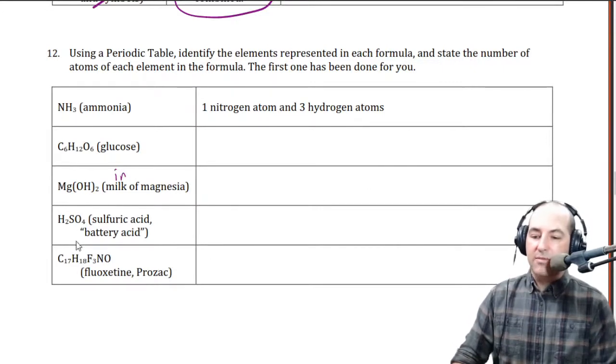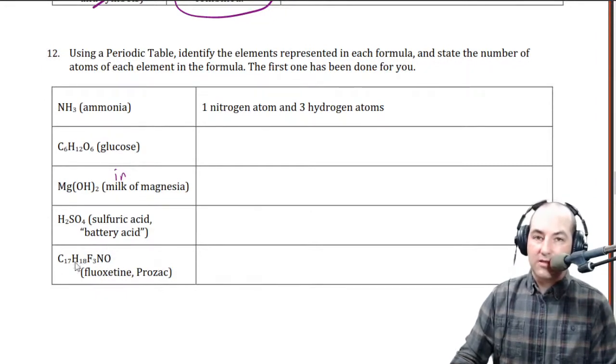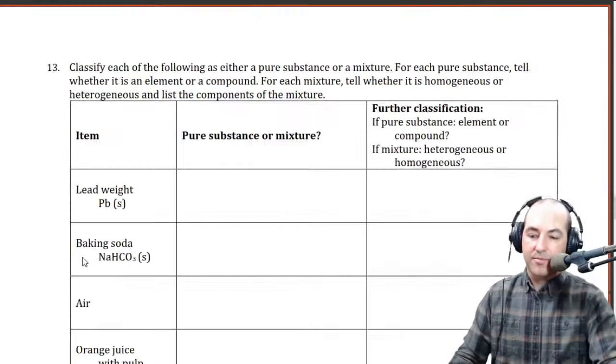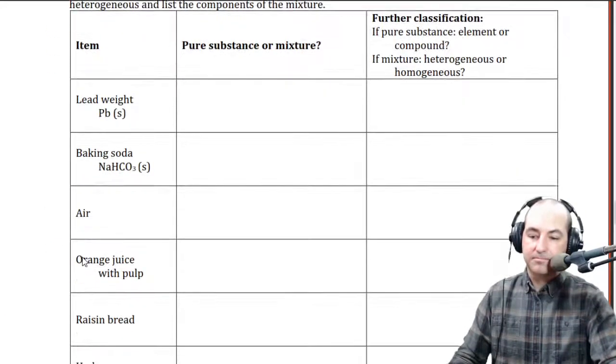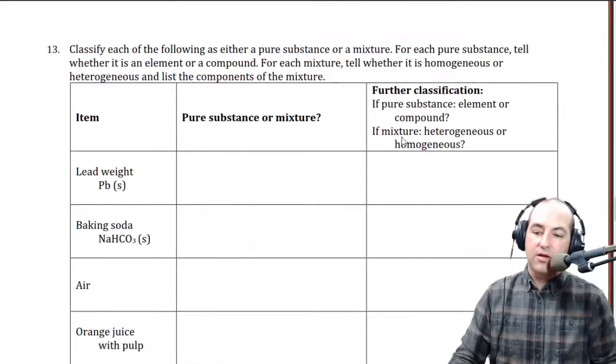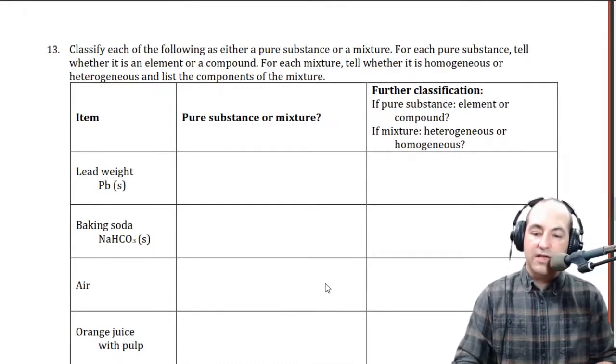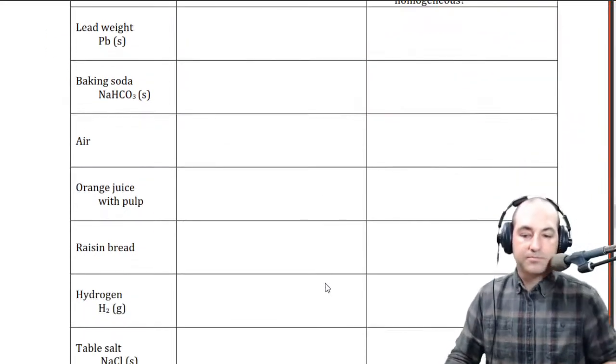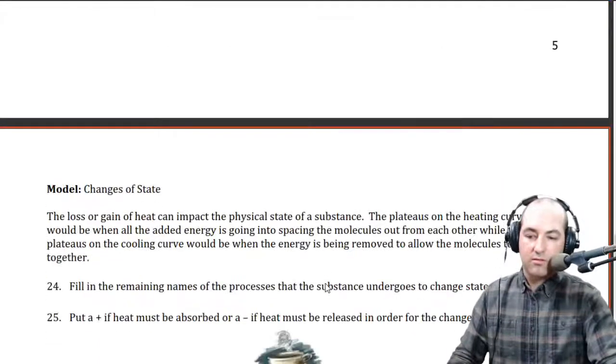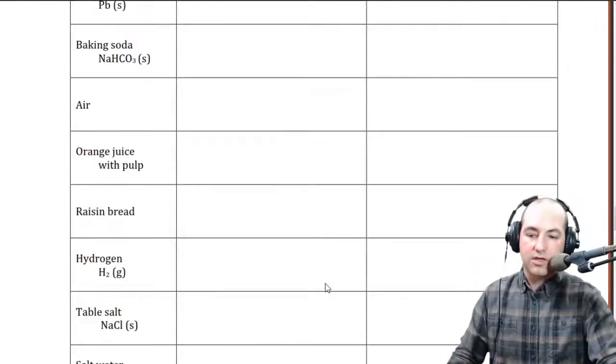You can see the compounds, even though they get fairly complicated, like here, C17H18F3NO, lots of atoms in there, but still one compound. The fact that it's given as a formula shows that these things are all chemically bound together. And so then I want you to go through and try to figure some of these out. Let's do a couple together, and then I think we'll stop and we'll do changes of state next time.